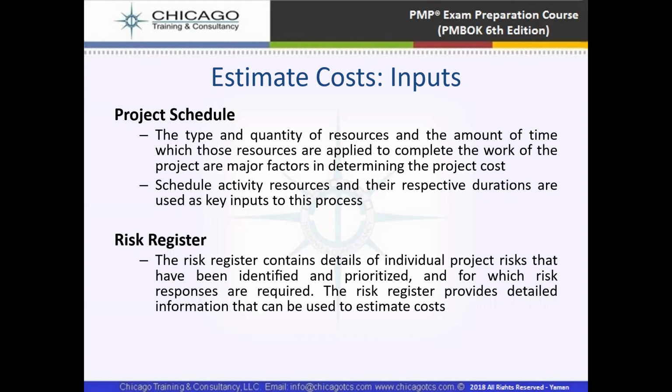And then there are the project schedule and risk register. The project schedule gives us the amount of time in which the resources will be applied, and the factors that are going to determine the project cost. The schedule activity resources give us the respective durations, a key input to these processes. And the risk register will give us the prioritized risks for this particular project, which will give us detailed information for the estimation of the cost.